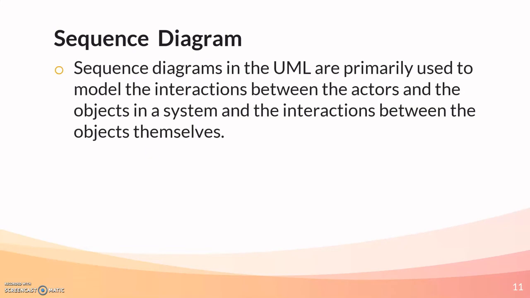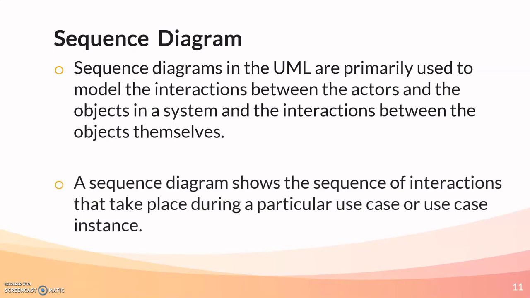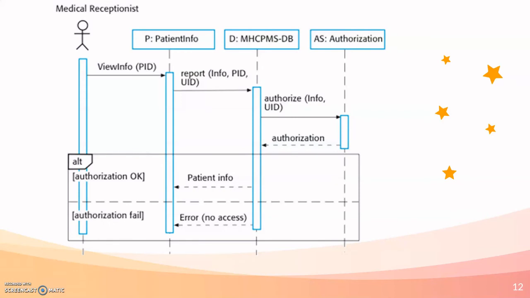Okay, first we are moving on to the sequence diagram. Sequence diagrams in the UML are primarily used to model the interactions between the actors and the objects in a system and the interactions between the objects themselves. Sometimes the interactions will be between the actors and the objects, or maybe between the objects themselves. A sequence diagram shows the sequence of interactions that takes place during a particular use case or use case instance. So here is a figure which shows a sequence diagram.